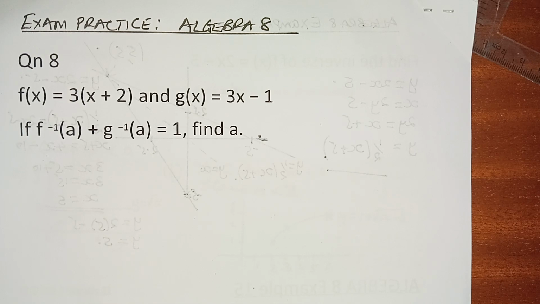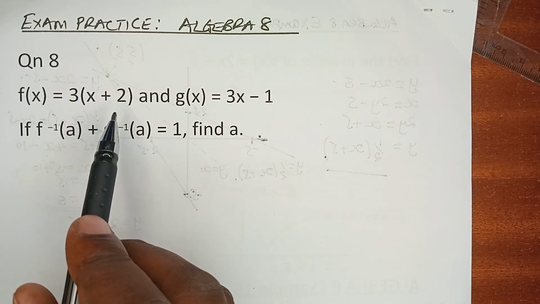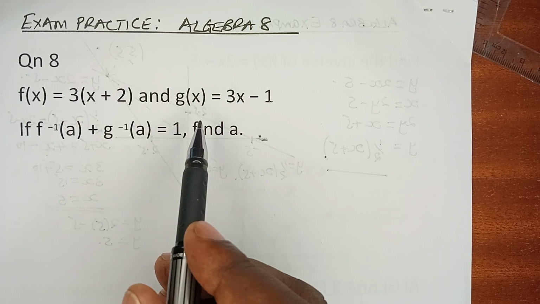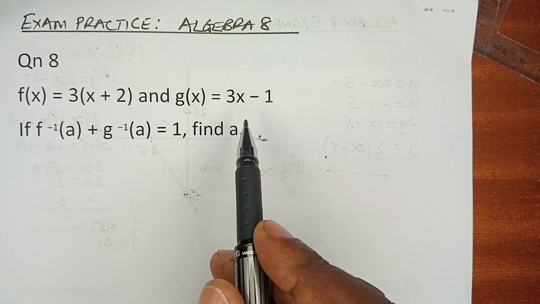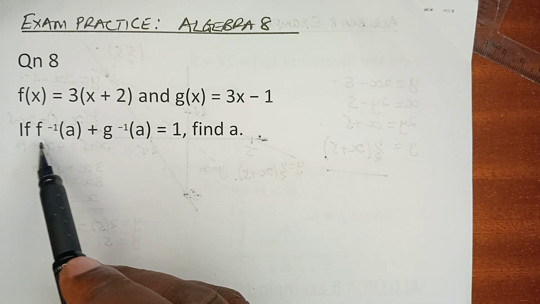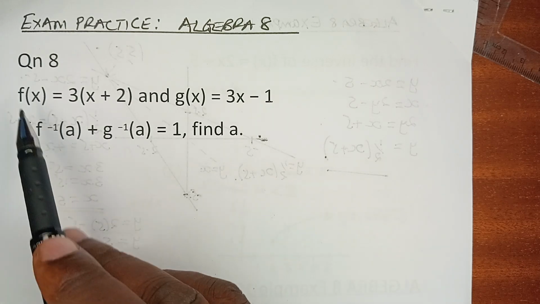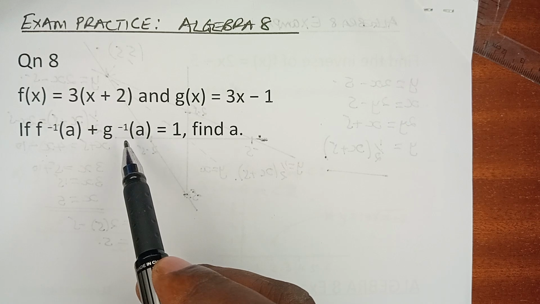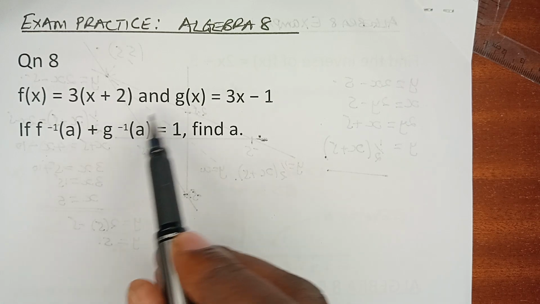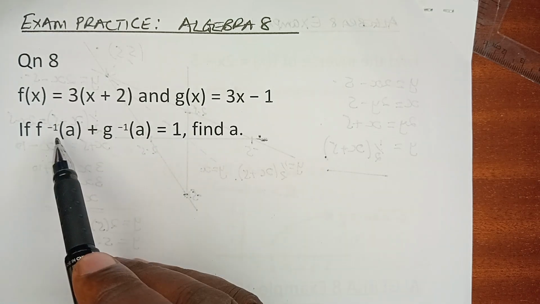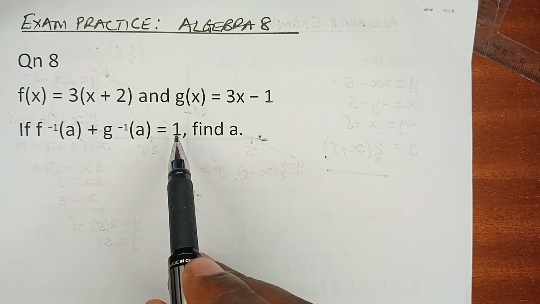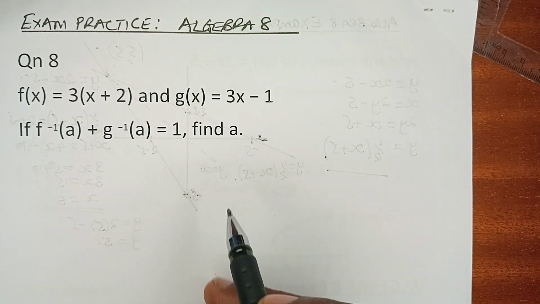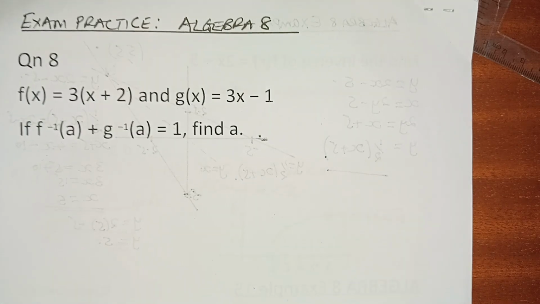In this question, we are told that f(x), or the function of x, is 3(x + 2), and another function, g(x), is 3x - 1. We are told that if the inverse function of a according to f and the inverse function of a according to g are added, we get 1. We are expected to find the value of a.